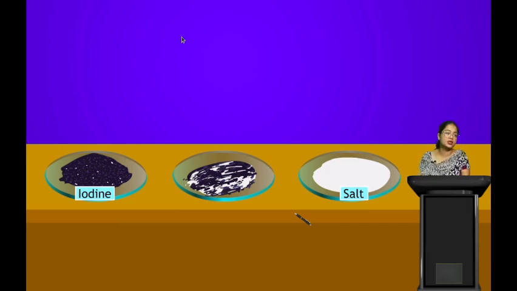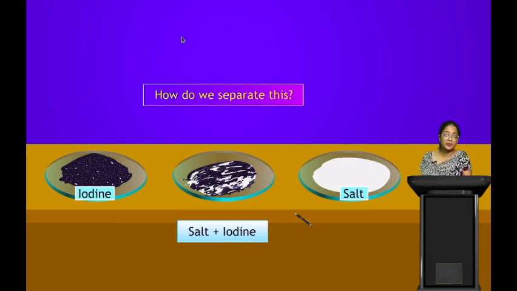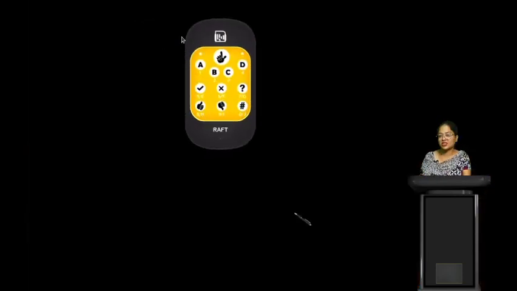How do you think? We cannot use the evaporation method again. Why? Because there's salt. Both iodine and salt cannot be evaporated that quickly. Or you cannot just use a separating funnel. Why? Because it's not liquid. So what do you think? Think over it. It's a salt plus iodine mixture, right? So how do we separate it? Let's see. But before that, let's have a question time again.